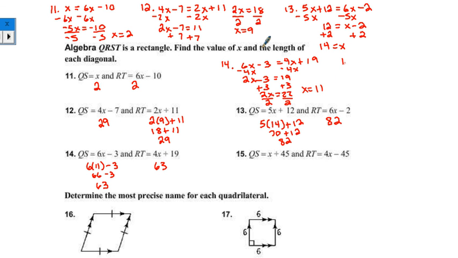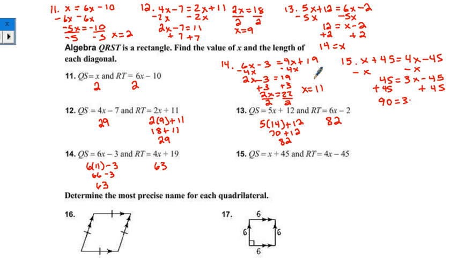Okay, last one of these, 15. Then we'll pull it down. We've got, let's see, x plus 45 equals 4x minus 45. Okay. Minus x makes it 45 equals 3x minus 45. Not bad. Plus 45, plus 45. That makes it 90 equals 3x. When we divide both sides by 3, 30 equals x. Plug that back in. 30 plus 45 is 75. If one's 75, so is the other one.